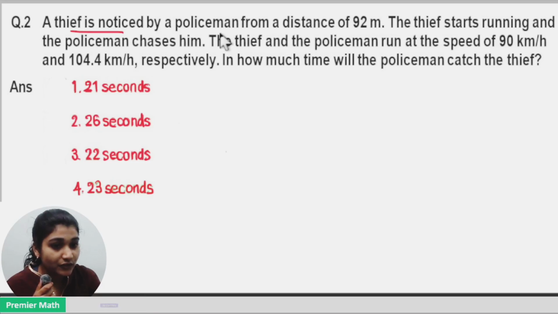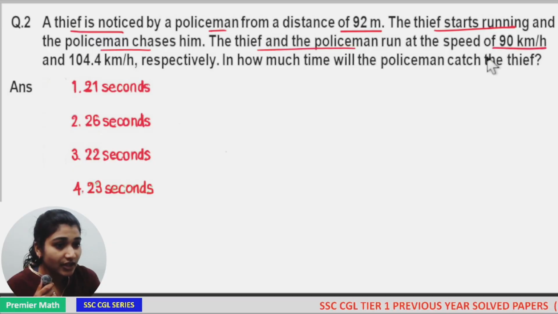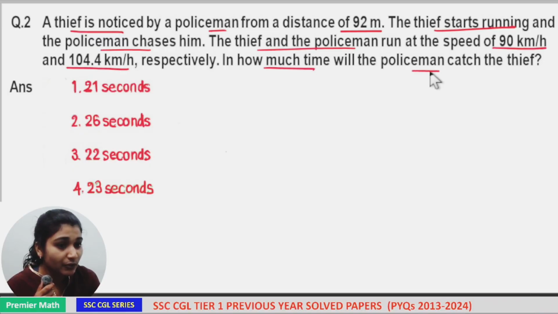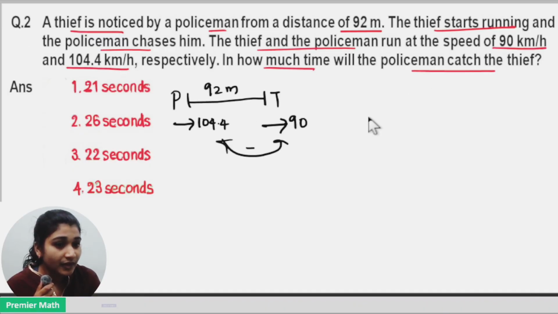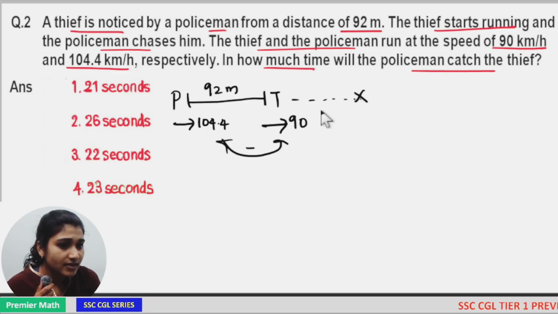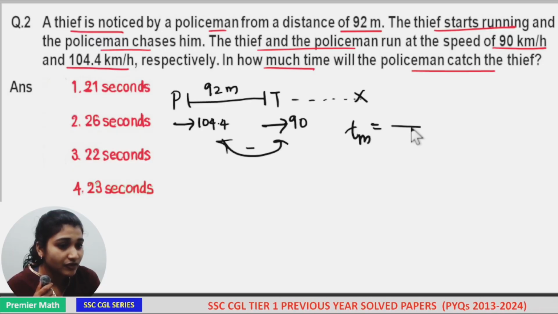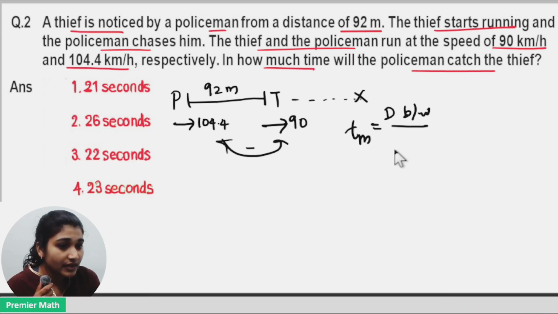A thief is noticed by a policeman from a distance of 92 meters. The thief starts running and the policeman chases him. The thief and policeman run at the speed of 90 km per hour and 104.4 km per hour respectively. In how much time will the policeman catch the thief? Here, the policeman will catch the thief at a certain time. The time for the policeman to catch the thief is the time of meet, which is equal to the initial distance between them divided by their relative speed. Here relative speed means the difference between these two speeds.